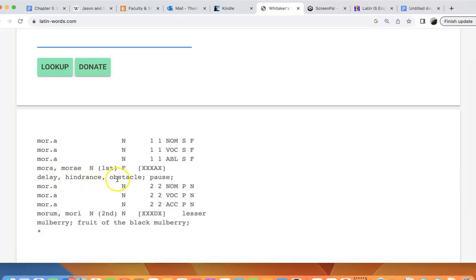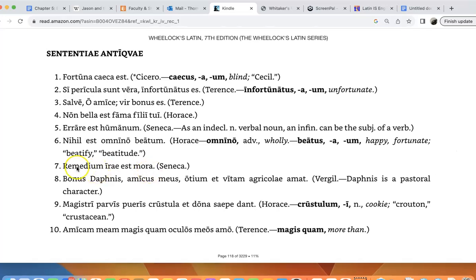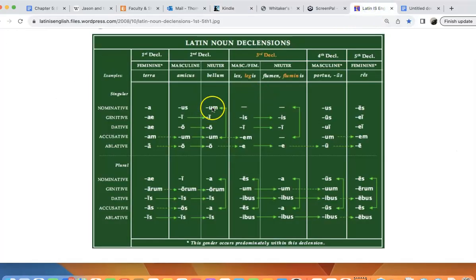Mora: delay, hindrance, obstacle, pause. That's where we get the word moratorium in English. So I'm going to go with, the remedy of anger is delay. Keep it literal. Now, remedy is neuter. So that's why it ends in um. Of anger, irae, ends in AE. So here's a good one. So, remedium irae est mora.